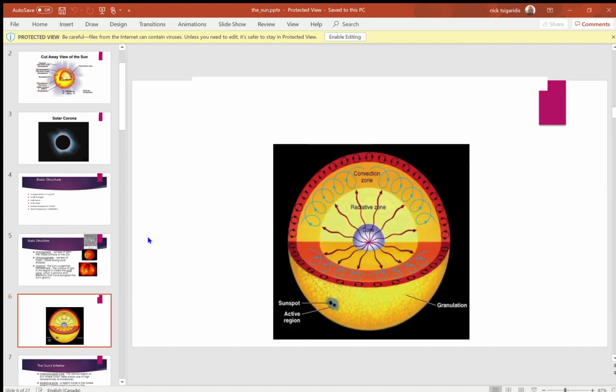There we go. So there's the structure of the inside of the sun. As I mentioned already, you have your core. Then, of course, you have your radiative zone, which radiates outwards. And then you have your convection zone. That convection zone causes things to float and sink to the surface of the sun based on temperature variances and density variances.